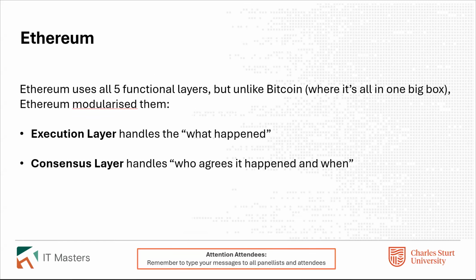So Ethereum uses all the 5 functional layers, unlike Bitcoin, where it's all in one big box or one big cake, you could say. And the execution layer handles the what happened. And the consensus layer handles who agrees it happened and when. And that's the trust layer that we've talked about for the last couple of weeks.